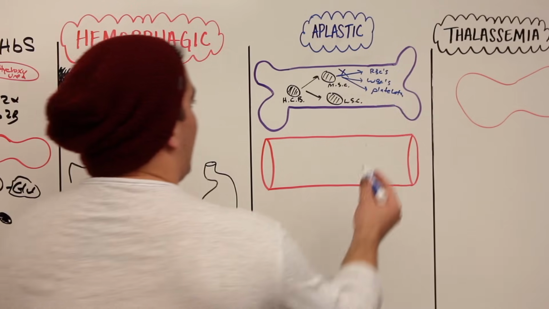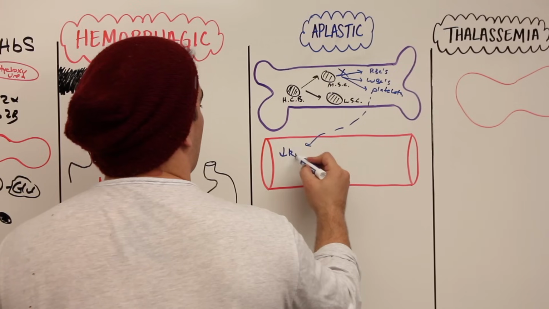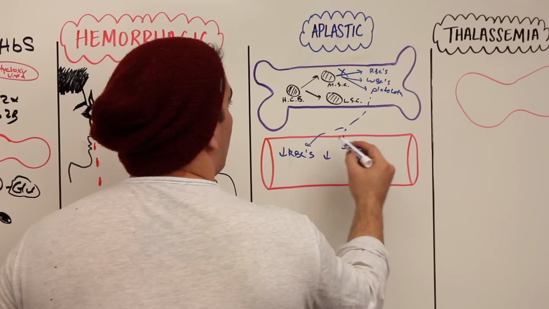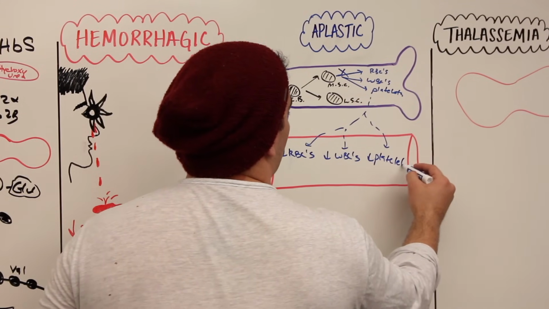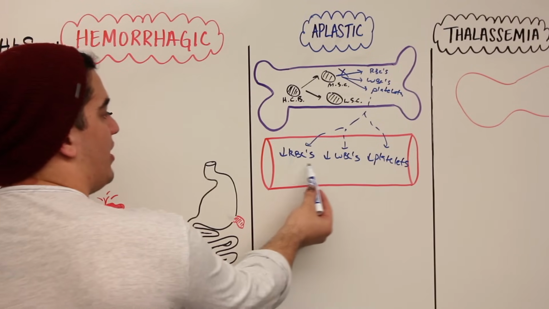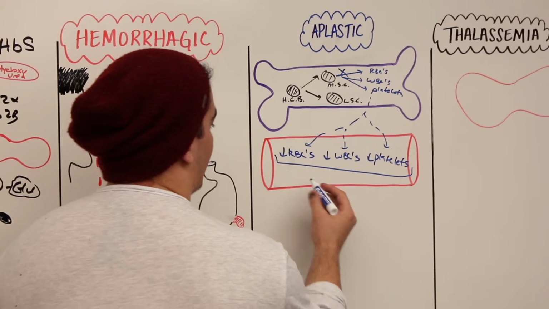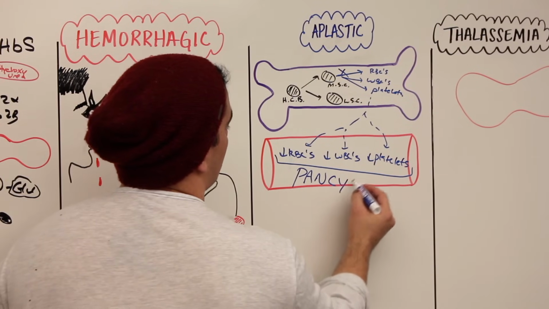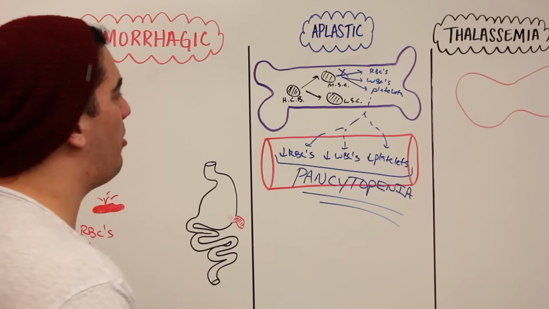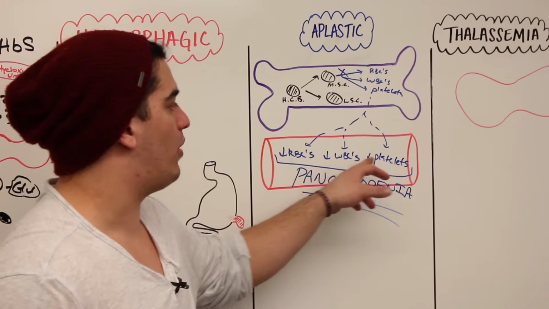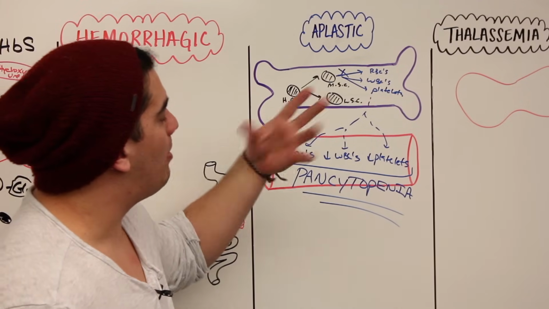So what does that mean then? That means that these people will have low red blood cells. They'll have low white blood cells, and they'll have low platelets. Now, we know low red blood cells is anemia, low white blood cells is leukopenia, and low platelets is thrombocytopenia. But all together, it's actually called pancytopenia. So that's one thing that you want to know about aplastic anemias. It's not just usually red blood cells are affected, but it's also white blood cells and platelets that are affected. And that's called pancytopenia.